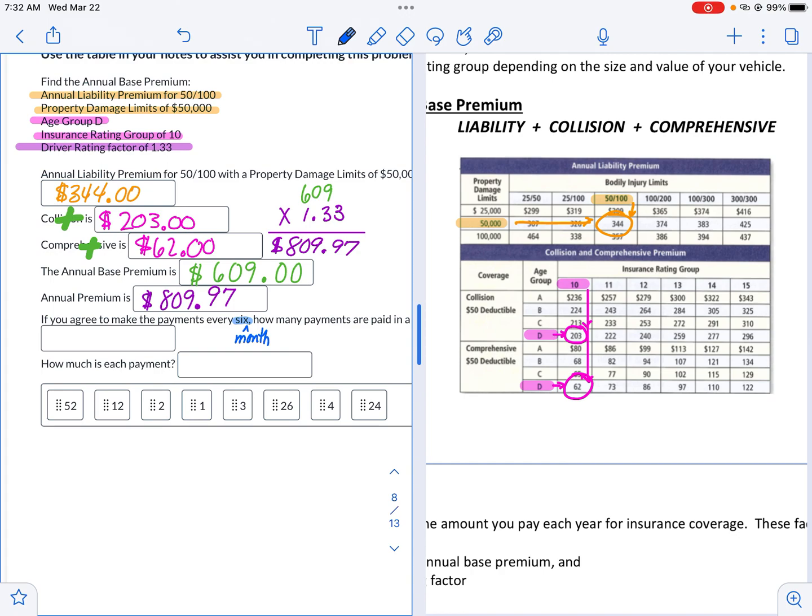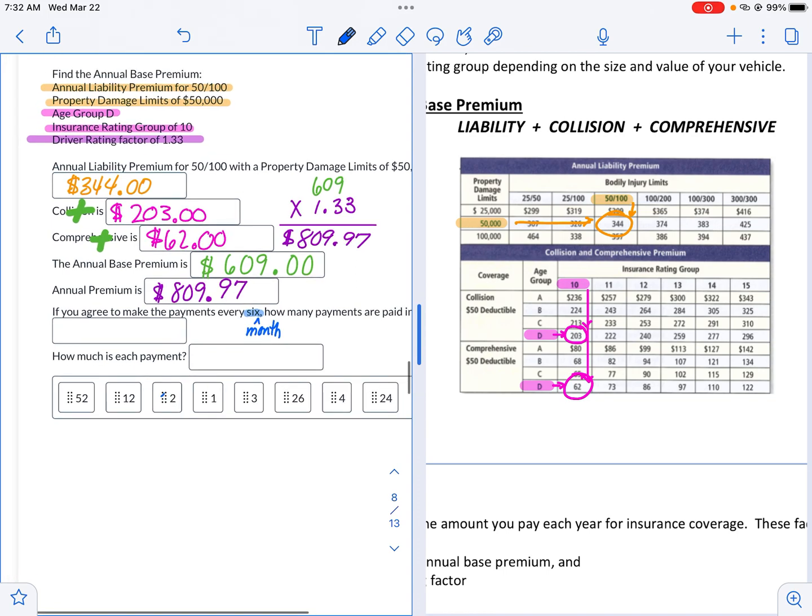If you agree to make a car payment every 6 months, how many payments are paid in a year? That is 2, because of 12 months, and we're going to do every 6 months. Equals 2. 12 divided by 6 is 2.